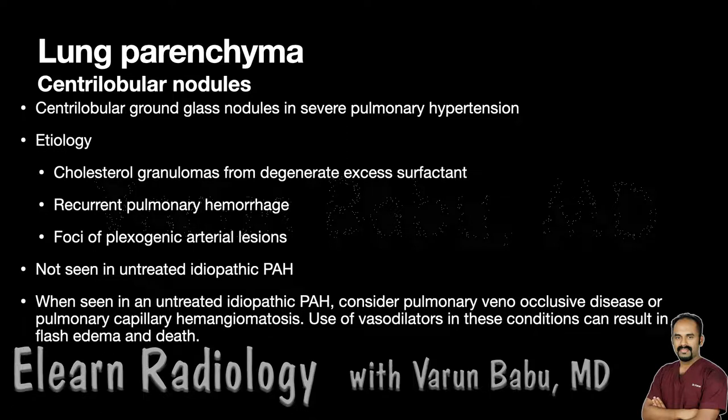They're usually not seen in untreated idiopathic pulmonary artery hypertension. When they are seen in an untreated idiopathic case, consider veno-occlusive disease or capillary hemangiomatosis as an etiology. Always be wary that use of vasodilators in these cases can result in flash edema and death.